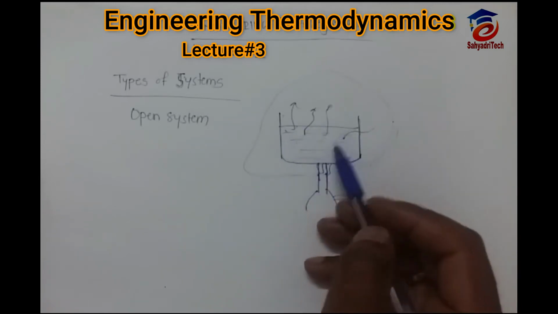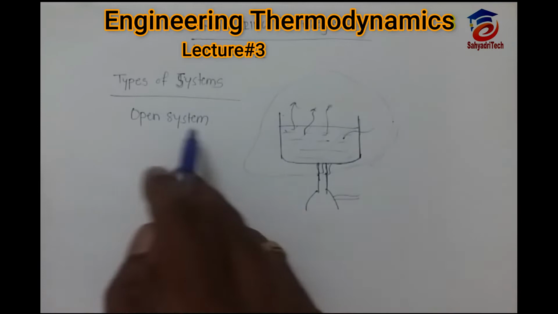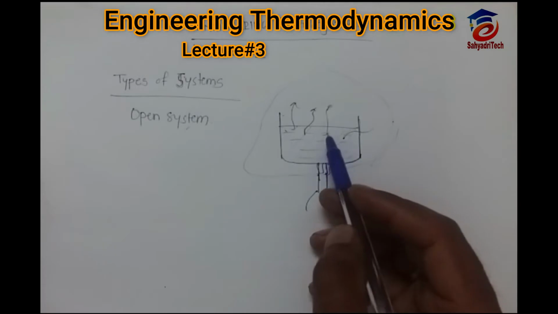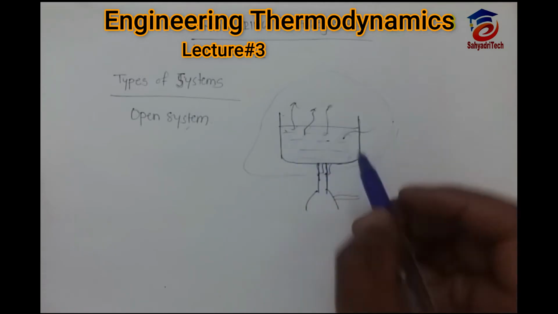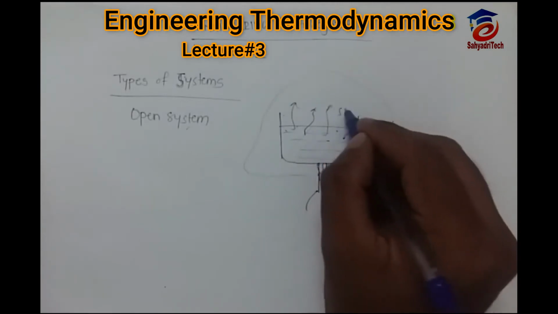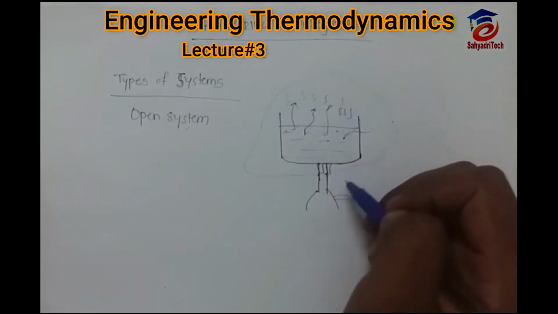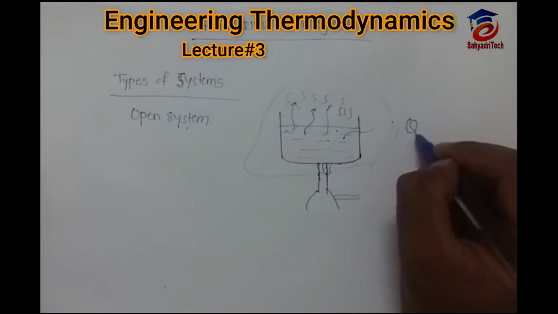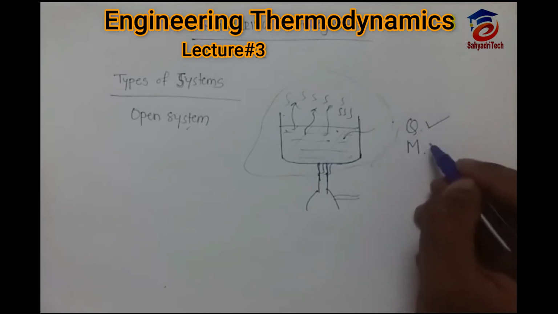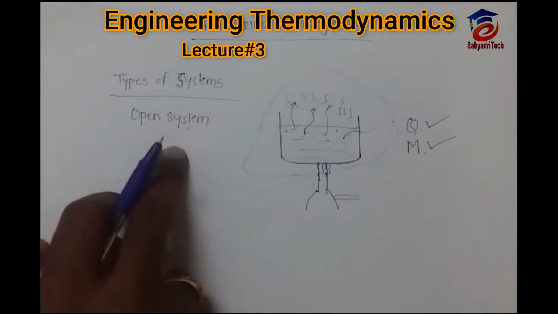This system is exposed to the atmosphere. It is open to the atmosphere, so this type of system is an open system. Not only heat but matter can also transfer from this type of system. When the water gets vaporized, these water vapors will transfer to the surroundings. So Q and mass, since the water vapor has some mass, will both transfer. That type of system is an open system.